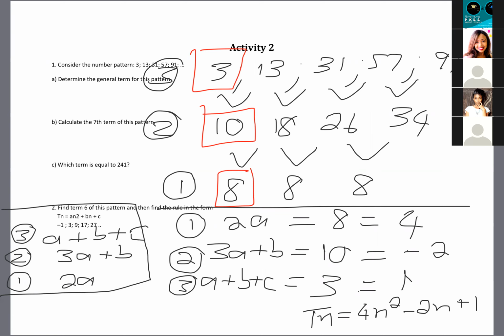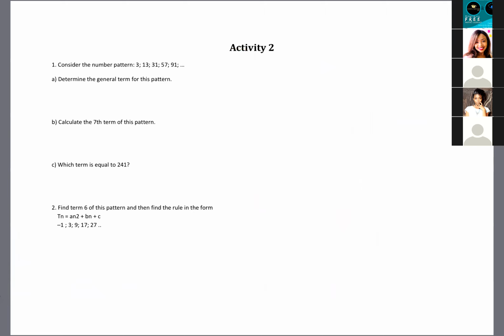Are there any questions so far? Okay, so I'm guessing everyone is still okay. Everyone is still with me. All right, so let's move over to B. B says calculate the 7th term of this pattern.